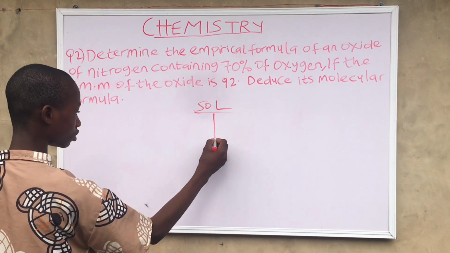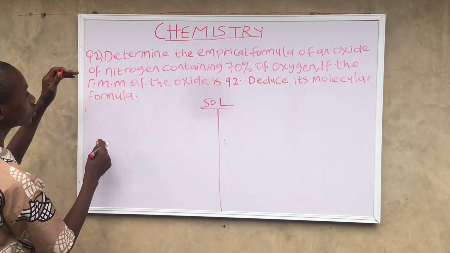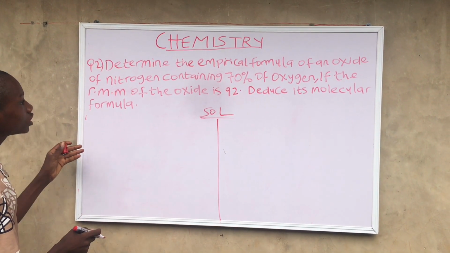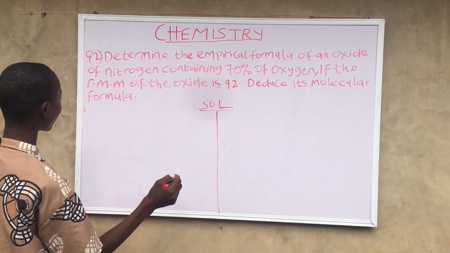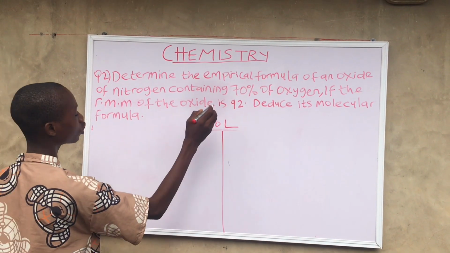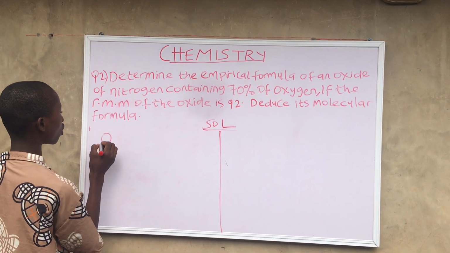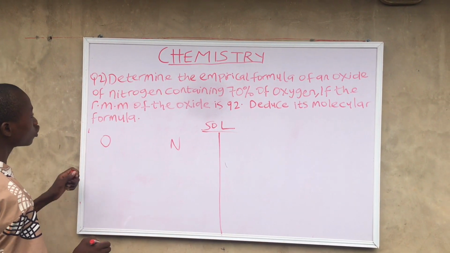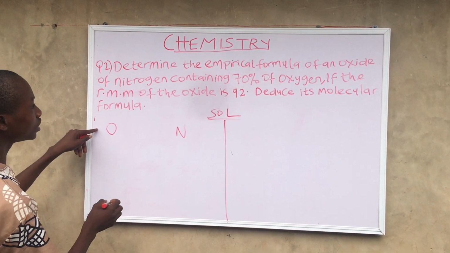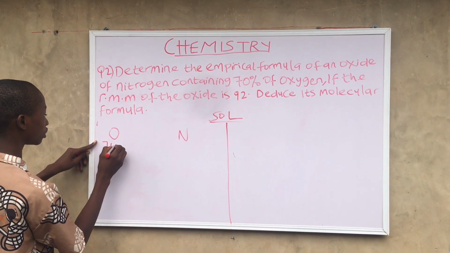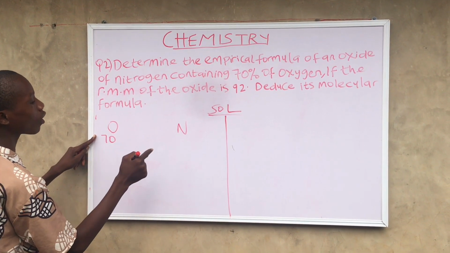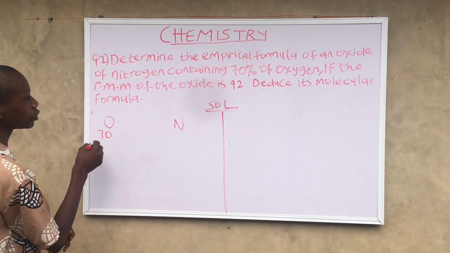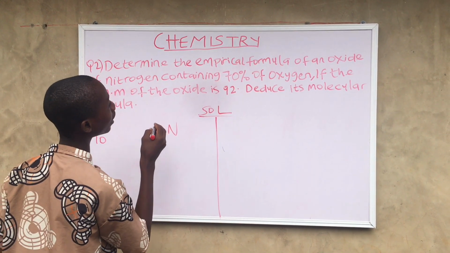Let's divide the board. This compound is made of 70% of oxygen. So there are two things here, our oxygen and our nitrogen. Let's represent our oxygen with O and our nitrogen with N. Our oxygen is 70%, as you can see in the question, but we are not given the percentage of our nitrogen.